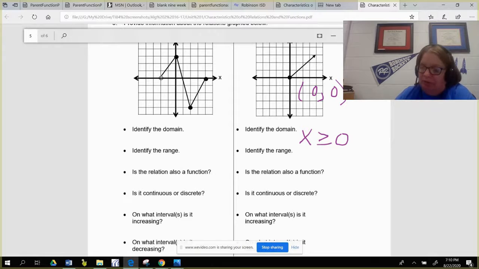Identify the range. What's the lowest y value? 0. How far up does it go? We don't know because there's an arrow. Y is greater than or equal to 0.